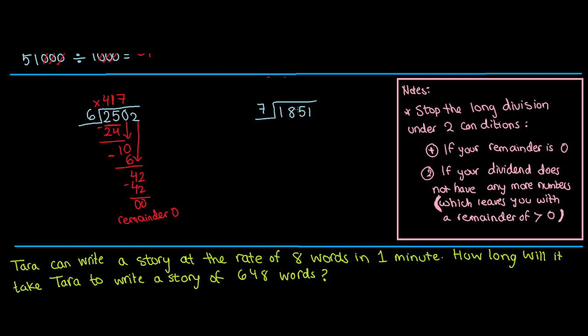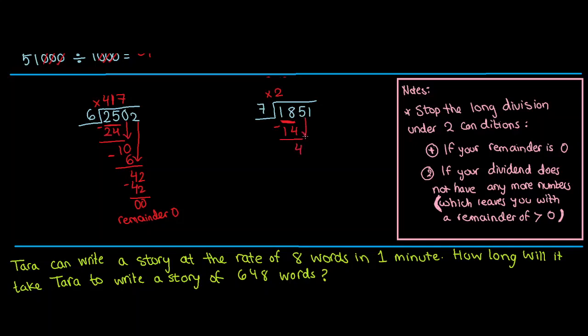Now here we have another example. We start with the first two digits. What multiplied by 7 is almost 18? The answer to that is 2, because 2 times 7 is 14. We subtract. 18 minus 14 is 4.